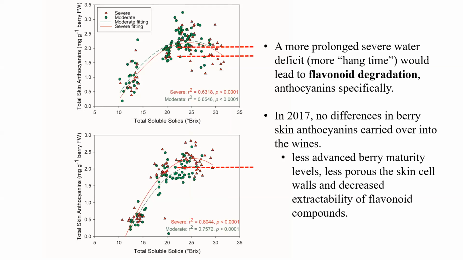At harvest, the skin anthocyanins were also declining, but it was at a similar level comparing to the moderately water stress zone due to the early harvest time, as we harvested the severe water stress zone at 27 out of the 30 bricks from the first season. So we didn't wait that long. We didn't wait the degradation continue for a longer time.